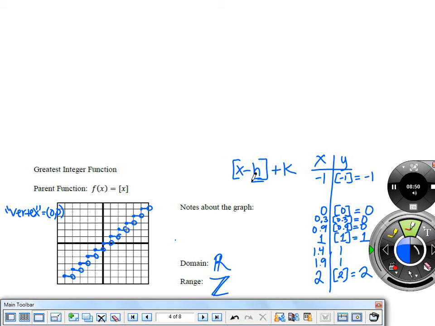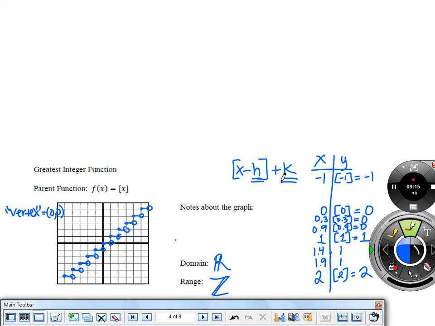If I plug in a value for h within the greatest integer function, guess what it does? What did h do to your absolute value function? What's that? Yeah, moved it horizontally. Same exact thing here. No difference. Okay. What about k? Yeah, moves the y vertically.